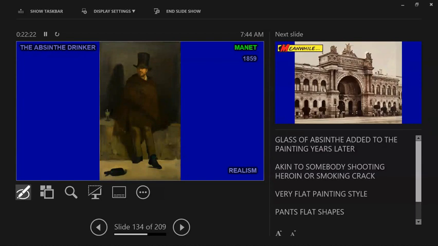The brown coat, which might even just be like a blanket that he has wrapped around him, or just fabric, is very flatly painted. His pants are one solid color. The shadow on the pants is one solid color. There's no nuance in shadow and highlight in this picture. And that makes it very flat.